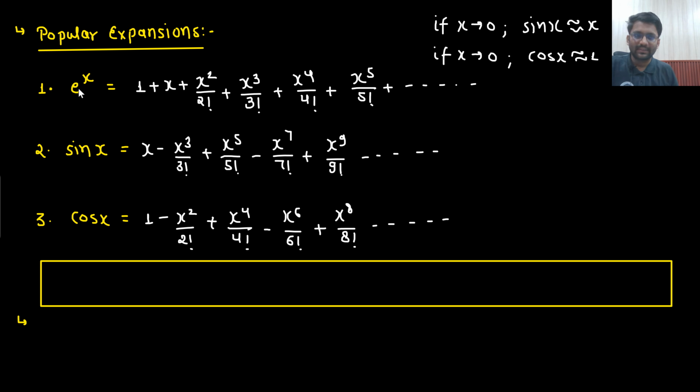What about sin x? If x is low, then sin x could be replaced as x only. So x minus x cube by 3 factorial plus x to the power 5 by 5 factorial minus x to the power 7 by 7 factorial. Plus minus will be followed. All the odd powers will come into action. What about cos x? If x is tending to 0, then cos x could be replaced with 1. So 1 minus x square by 2 factorial plus x to the power 4 by 4 factorial minus x to the power 6 by 6 factorial plus x to the power 8 by 8 factorial, and so on.